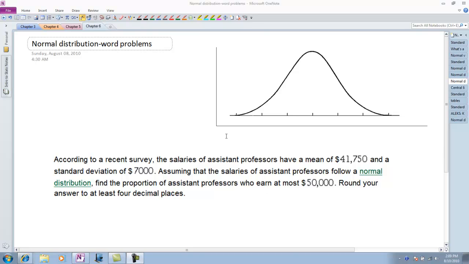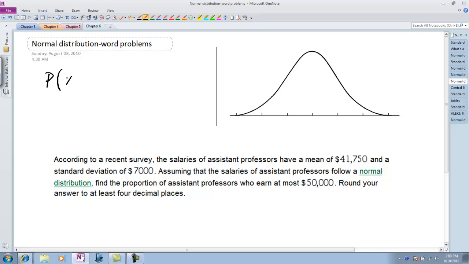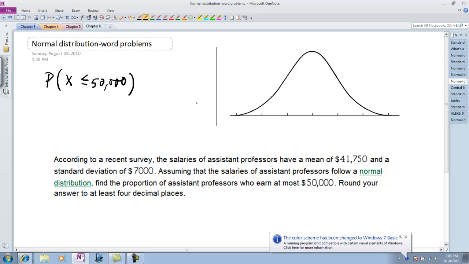So we want to find P of X, which is our raw score, being less than or equal to $50,000, because it says at most $50,000. Okay, in order for us to do that, we're going to have to convert this $50,000 raw score into a standardized score, a z-score. So how do we do that?